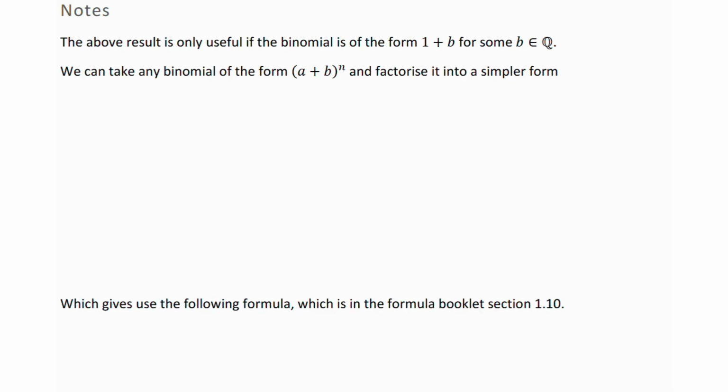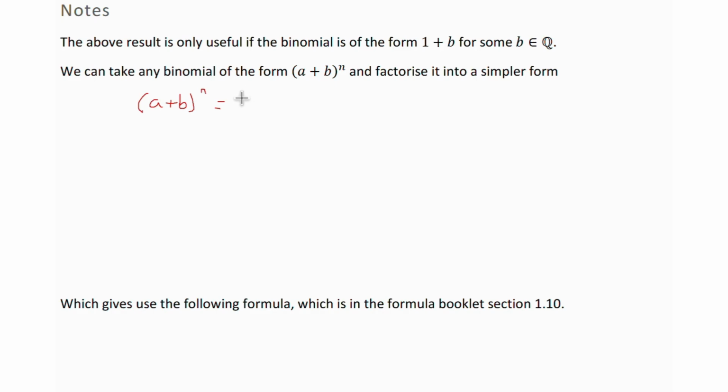Now the result we have seen and derived above only works if the binomial is of the form 1 plus b, where b is some rational number. We're going to show that we can actually take any binomial of the form a plus b to the power of n and factorize it into that form, and then derive a different formula, a slight variation of it.